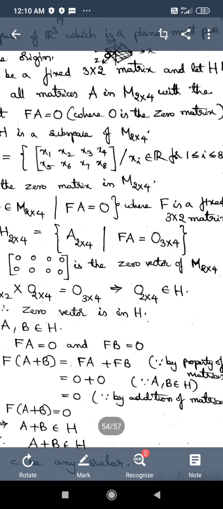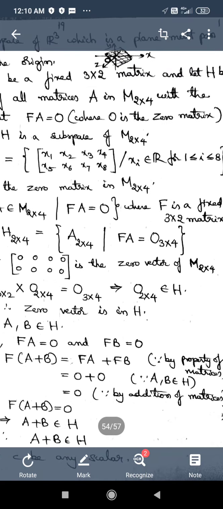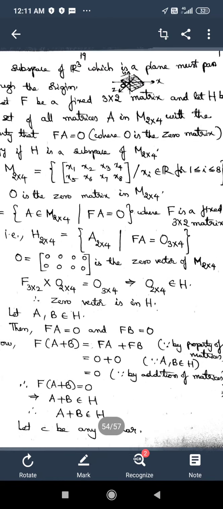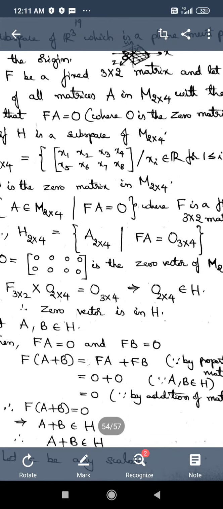So F times (A plus B) is equal to FA plus FB for such matrices, and this is equal to O plus O, by the reason that A, B belong to H. As we have written in the above step, FA is O and FB is also O, and O plus O of the same order gives you O itself, which is a 0 matrix.